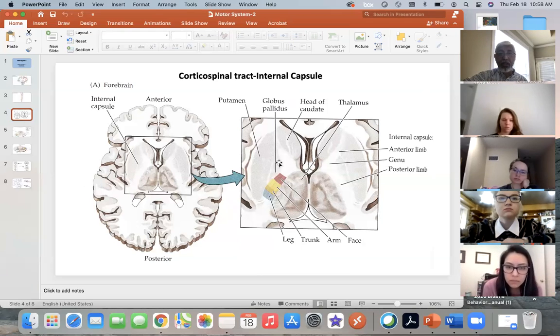So this is the basal ganglia. I will talk about them later. This is the internal capsule. Okay, and this is thalamus. Thalamus is something important, right?